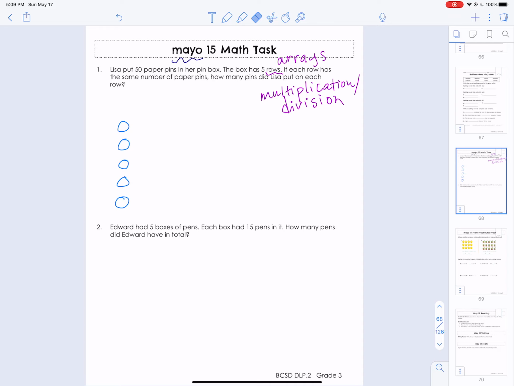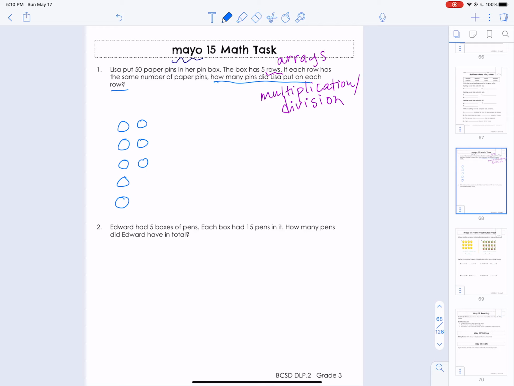And since it says that Lisa put 50 paper pins in her pin box, what I'm going to do is continue making those columns of 5 rows, and I'm going to keep counting until I get to 50. And then that will tell me how many pins Lisa put in each row. Okay, so I've got 5 already, so I'm going to keep counting on.